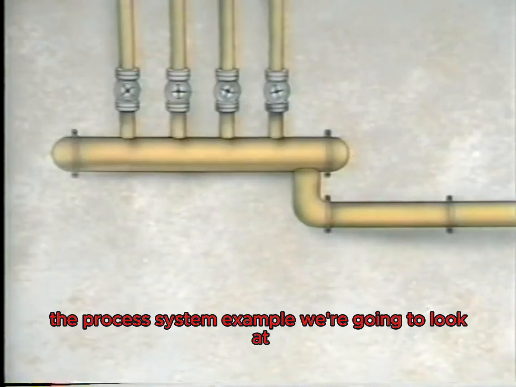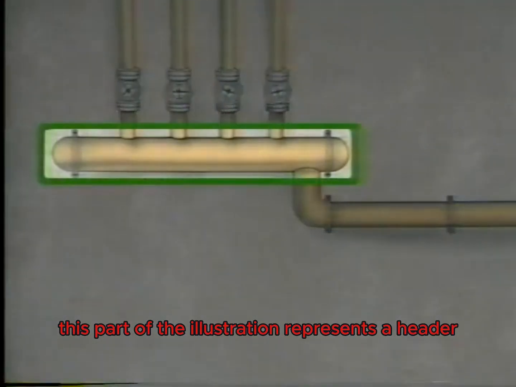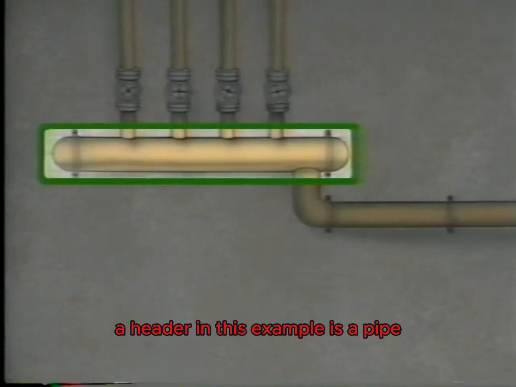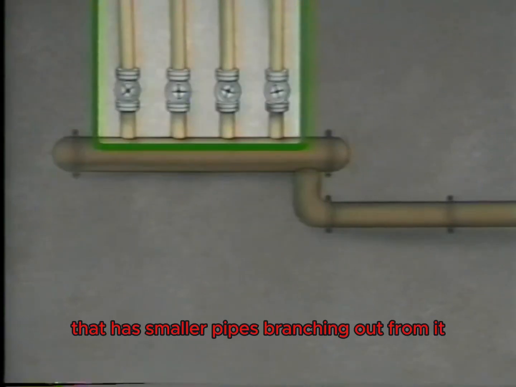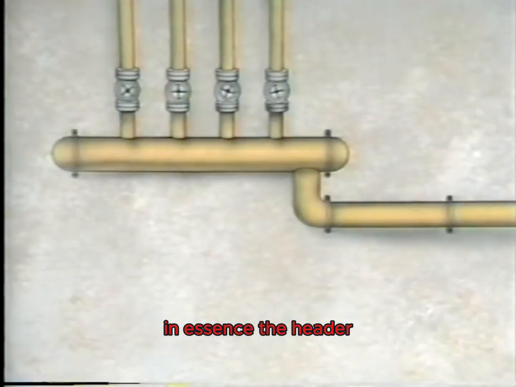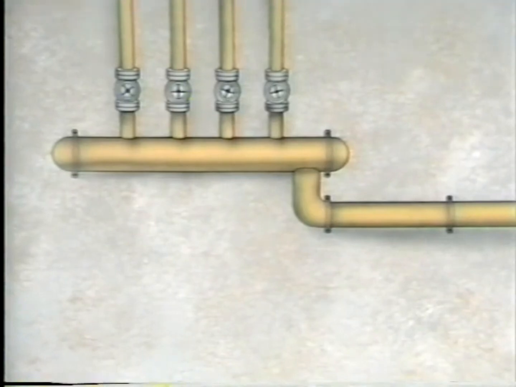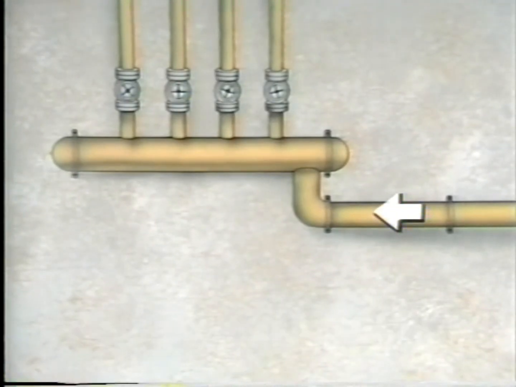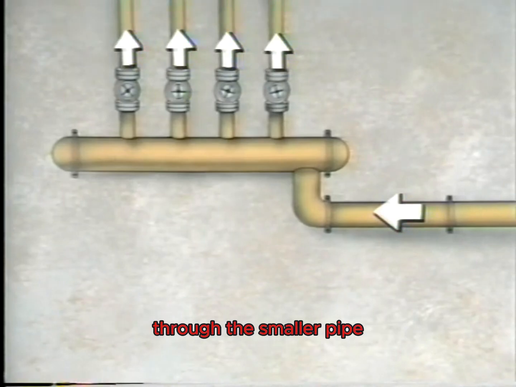The process system example we're going to look at is part of a fuel oil supply system. This part of the illustration represents a header. A header, in this example, is a pipe that has smaller pipes branching out from it. In essence, the header in this example is a supply pipe for a number of other pipes. In this system, fuel oil is supplied to the header, which distributes it to burners in a boiler through the smaller pipes.